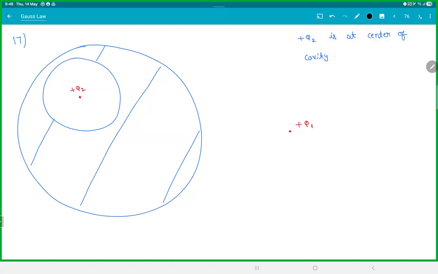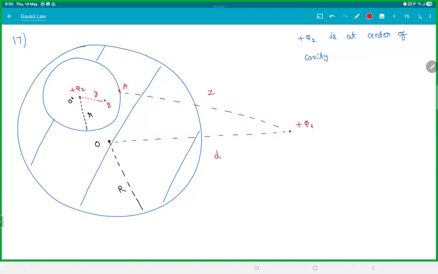From center to here, this distance is smaller. This center, let's call it O, and let's call this thing O dash. So from O, this radius is capital R. From O to Q1, this distance is some D. There is a point A here. A to Q1, this distance is Z. There is a point B here inside the cavity. That distance is Y.